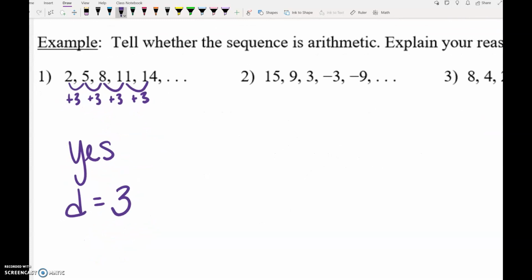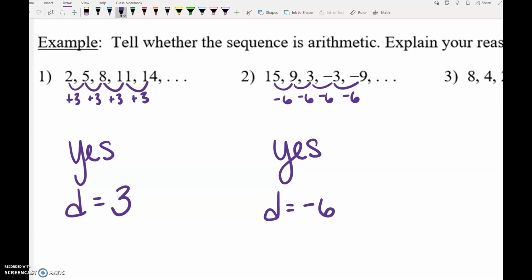Okay, number 2. From 15 to 9, I would have to subtract 6 or 4. 6. Help me out with my mental math. Subtraction's not my forte. 9 to 3, we subtract 6. 3 to -3, we're subtracting 6. So yes, this is arithmetic because the common difference is -6. So even though it says common difference, I'm looking at how you get from the first term to the second term to the third term to decide if it's positive or negative.